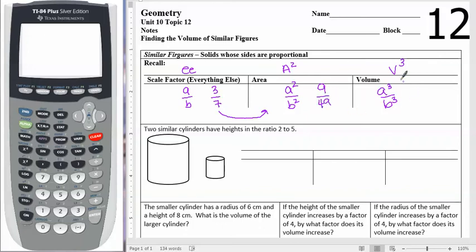Now to move it to here, I don't ever start in my area. I always start with everything else, and I move this way over here, and I say 3 cubed, which is 27, over 7 cubed, which is 343. So that's how I fill in the chart. So let's look at the first example.